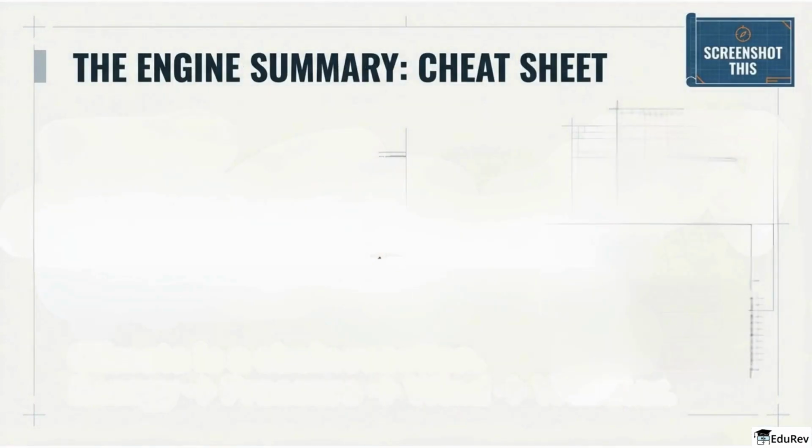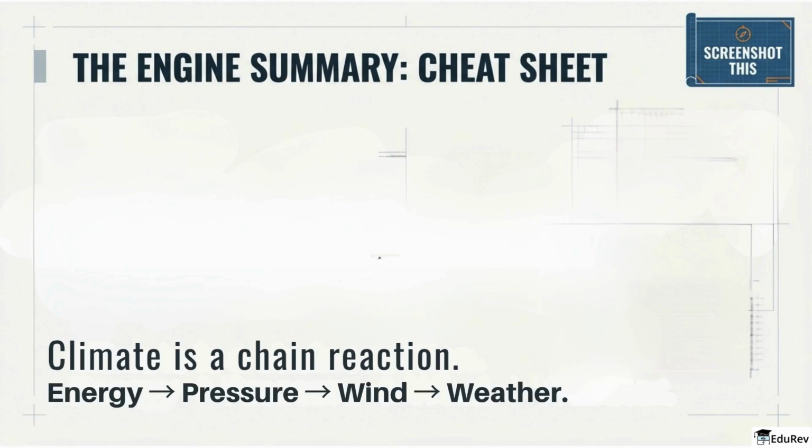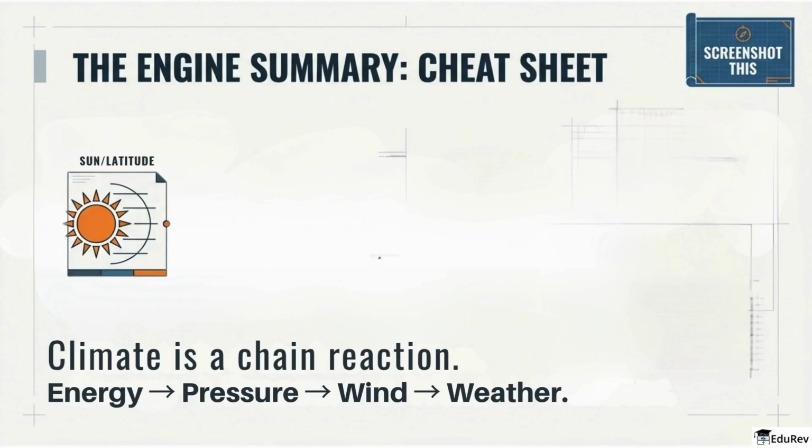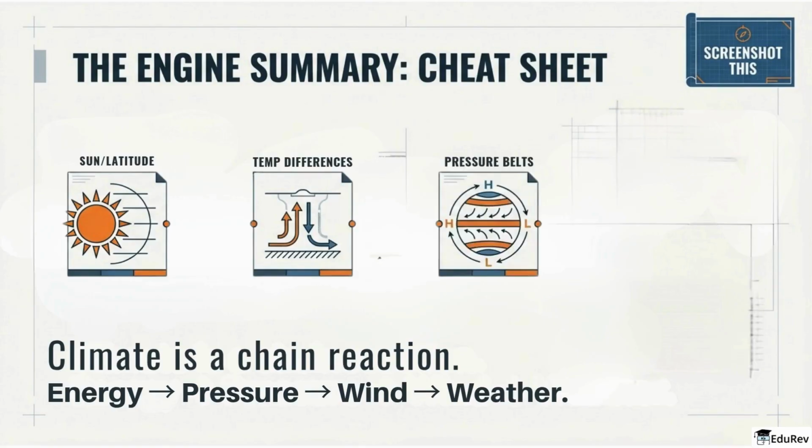Now tie the entire chapter into one line and one flow. Climate works like a chain reaction. Energy to pressure to wind to weather. Sun and latitude create temperature differences. Temperature differences produce pressure belts. Pressure belts generate winds like trade winds E to W and westerlies W to E.